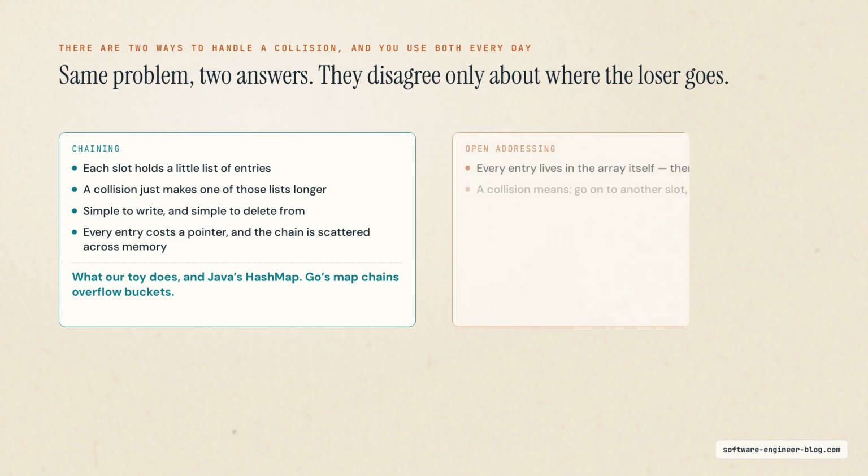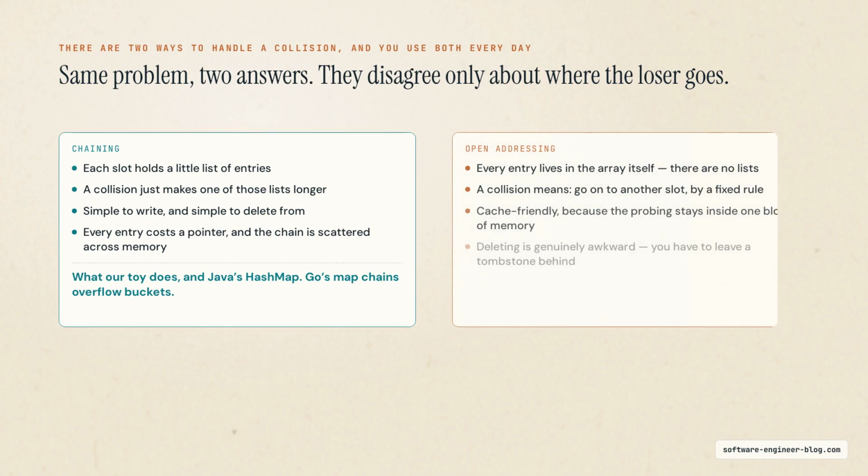There are no lists at all. Every entry lives directly in the array, and when your slot is taken, you move on to another slot by a fixed rule. That is far friendlier to the cache. The catch is deleting.